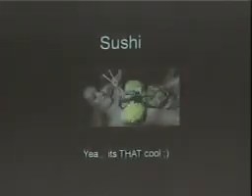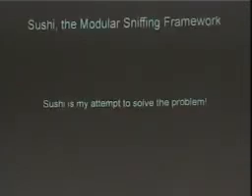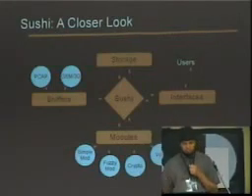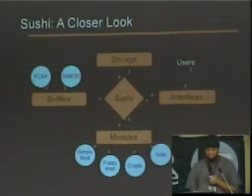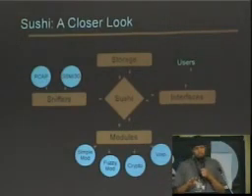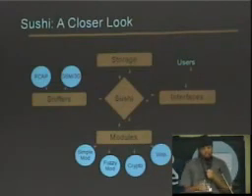We have this problem. What do we do about it? This was my solution. And hopefully it'll be as cool as the picture. Okay, so Sushi is my attempt to solve the problem. Sushi is this kind of amorphous, ultra-modular Firefox-style program, glue, that hopefully will take all the components of protocol engineering and reverse engineering and make them modular.